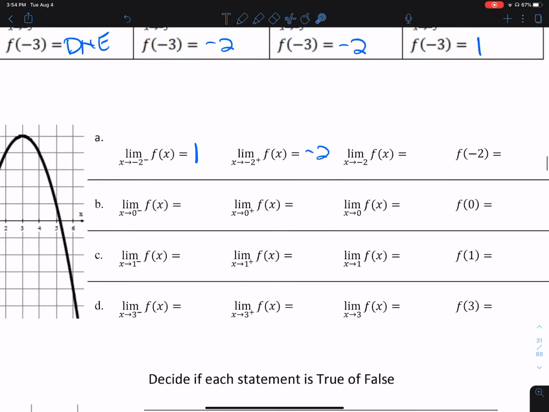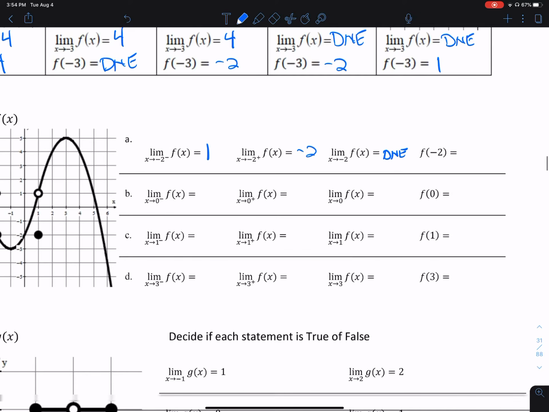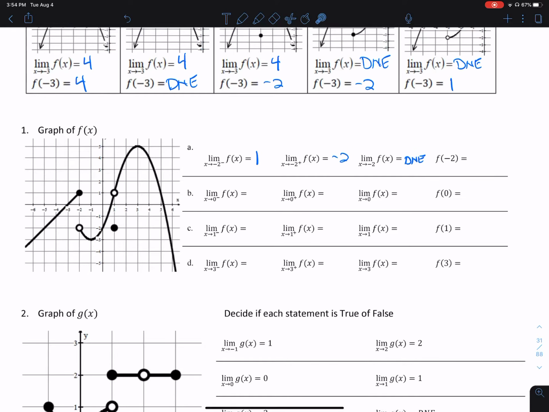A limit is the y value that a function approaches as long as the left and right-sided limits agree. So if you look at here, from the left, it's approaching 1. From the right, it's approaching -2. Therefore, the two-sided limit does not exist because they are different numbers. And then finally, this is asking, what is the y value when x is -2? When x is -2, the y value is 1.